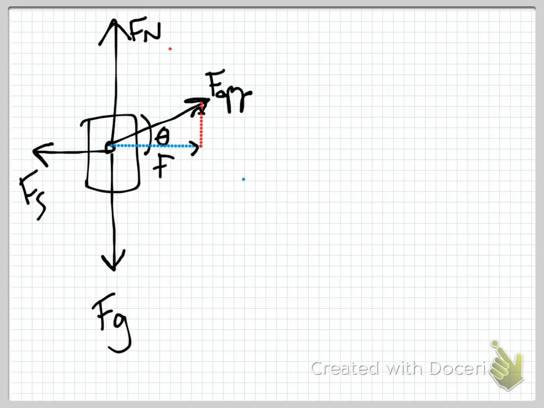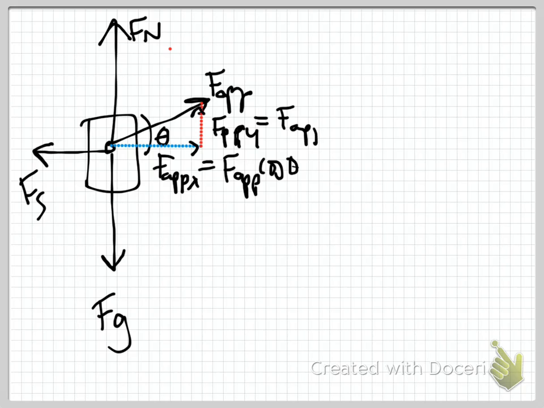So we have the force applied x, which is equal to F applied cosine theta, and we have F applied y, which is equal to F applied sine theta. Okay, so far so good? Okay, this is not the trickiest part.